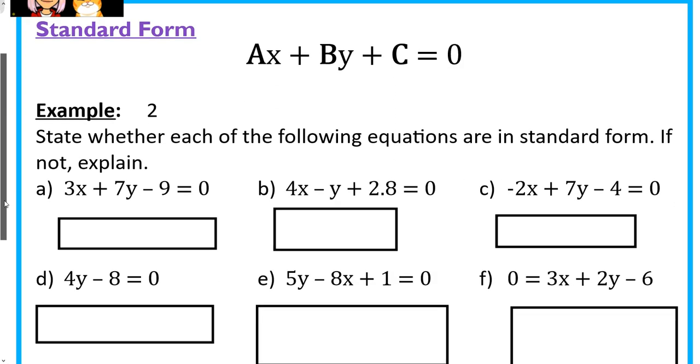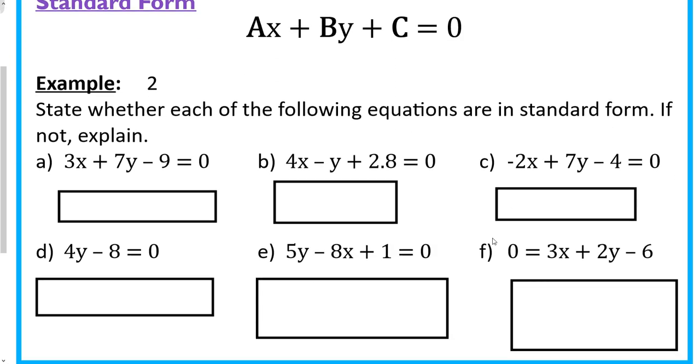All right, so for example 2, we're going to take a look at these equations here and decide whether they're in standard form or not. So thinking back to the rules on the last page, think about whether each of these are in standard form. So for the first one, we've got 3x plus 7 minus 9. First term is positive. They're in lowest terms. I don't see any fractions or decimals, so I would say this is in standard form, and it is.